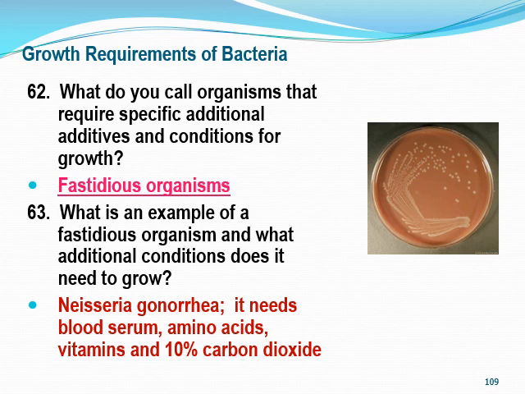So what do you call organisms that require specific additional additives and conditions for growth? Fastidious organisms, right? What is an example of a fastidious organism, and what additional conditions does it need to grow? Remember earlier when we talked about Neisseria gonorrhoeae, and that it needs blood serum, amino acids, vitamins, and 10% carbon dioxide.